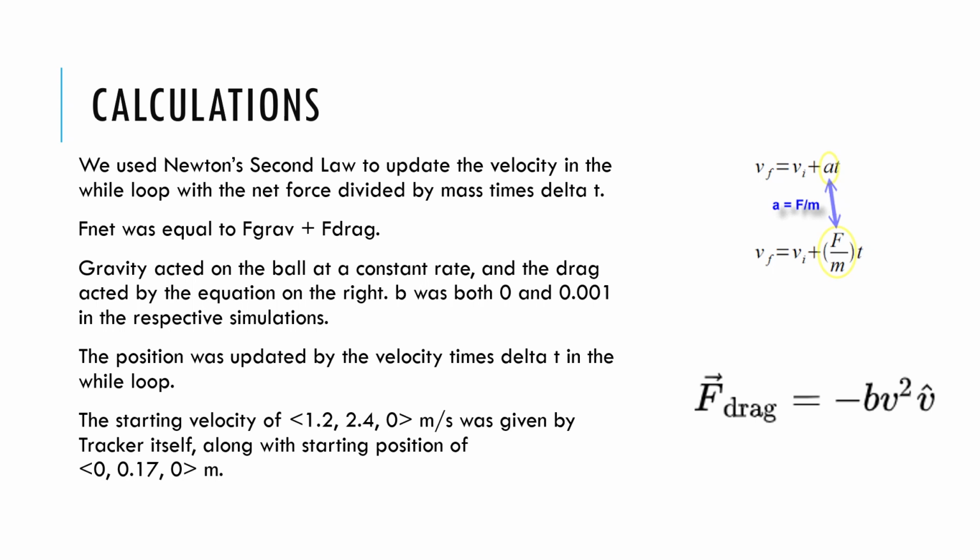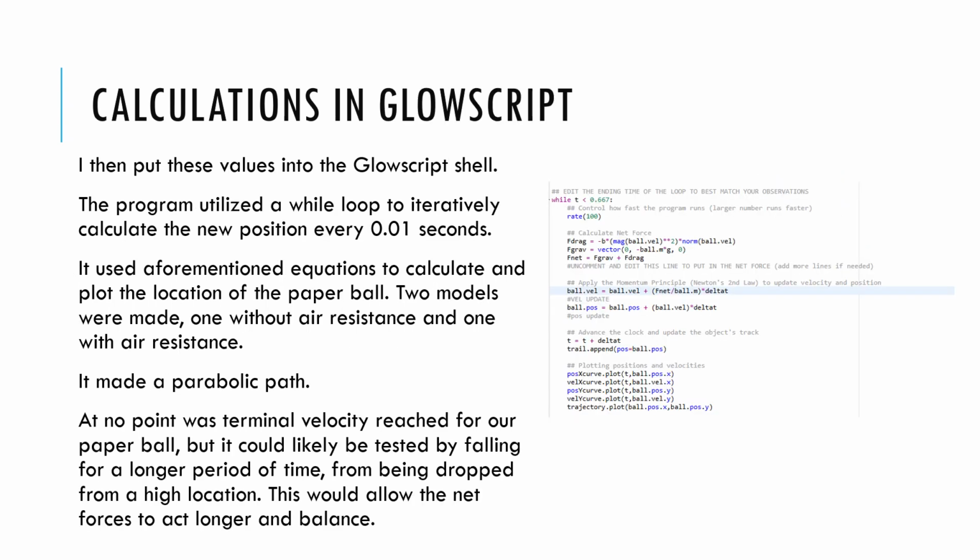And the position was also updated by the same logic, with the initial position having the velocity times delta t added to it. Starting velocity given by Tracker was 1.2, 2.40 meters per second, and the aforementioned starting position. In the GlowScript shell, these were iterated upon every 0.01 seconds over 0.633 seconds, so about 633 times. And these equations were used to plot the location of the paper ball in the X and Y axis over this time.